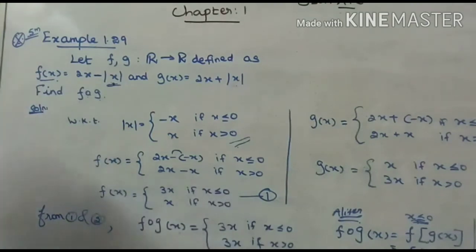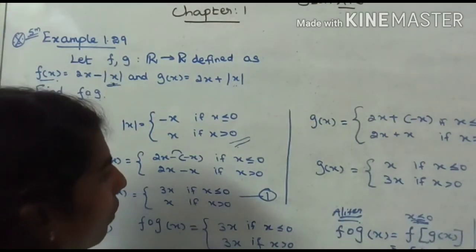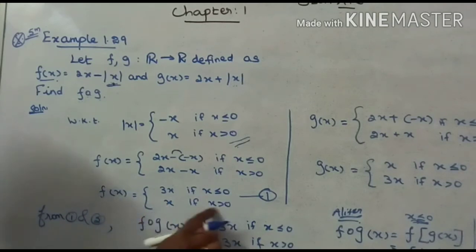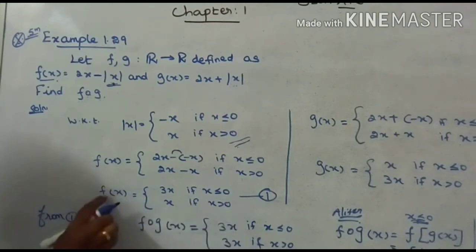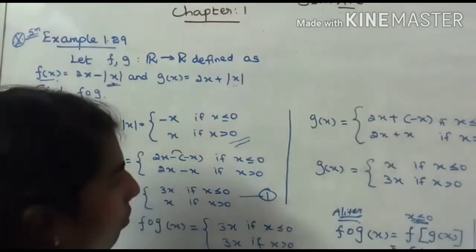So f of g of x, for x greater than 0. What's the value of g of x? 3x. Okay. So f of x is 3x, and f of x is x in this interval, x greater than 0. F of x is x. So f of 3x is, we get here 3x.